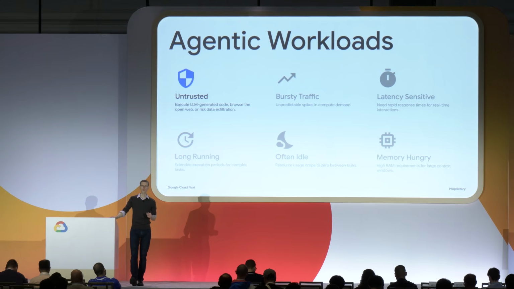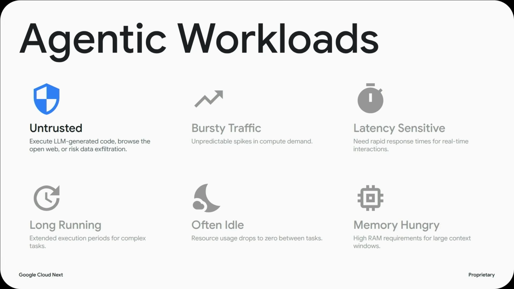So first, your agentic workloads are largely untrusted. Maybe they're executing code that's been generated by an LLM, completely untrustworthy, subject to prompt injection, for example. Maybe they're accessing important data that is proprietary within your organization, and they can be tricked into exfiltrating that data and exposing what you didn't want exposed. Plenty of other ways in which they're untrusted.